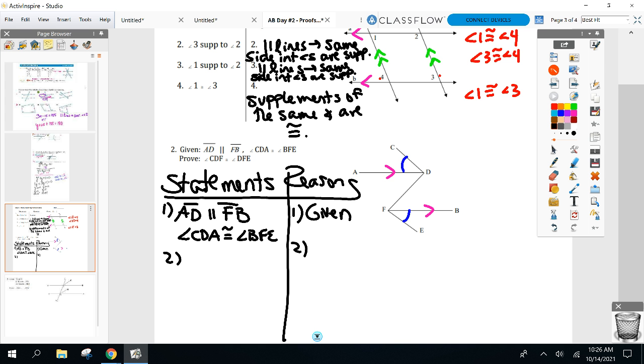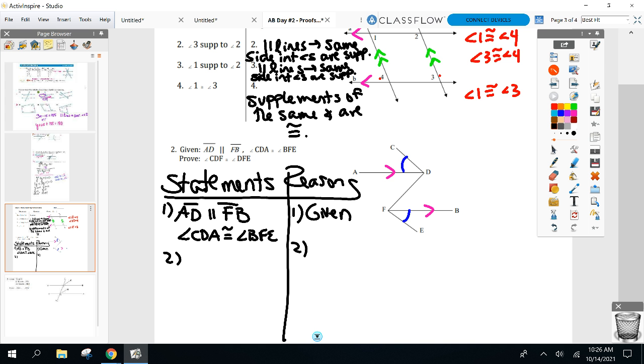You guys have your arrows on your lines for parallel, and you have your congruent angles with arc marks. All right, somehow I need to go to CDF and DFE, though. No more two-step proofs. Don't think it's a two-stepper. All right, let's start with the parallel lines. They gave us AD parallel to FB.